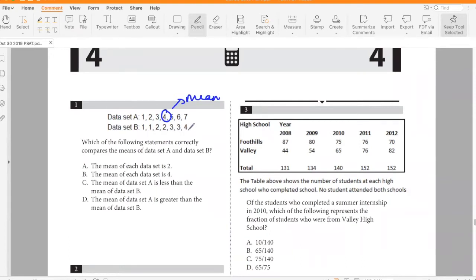So let's just add these. 4 plus 3, 7 plus 3, 10, and 2, 12, and 2, 14, and 2, 16. Divided by 7. So that's going to be 2 point something, right? So the mean of data set A is greater than the mean of data set B.